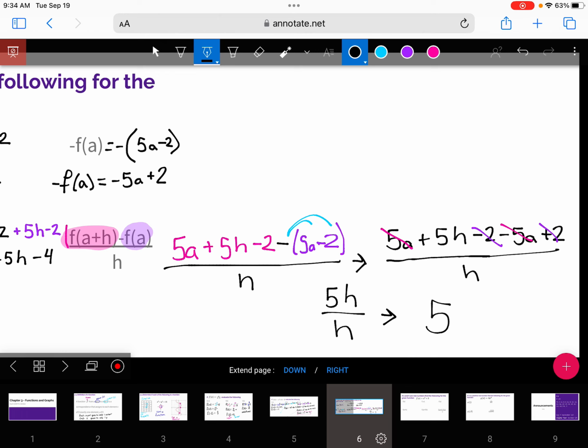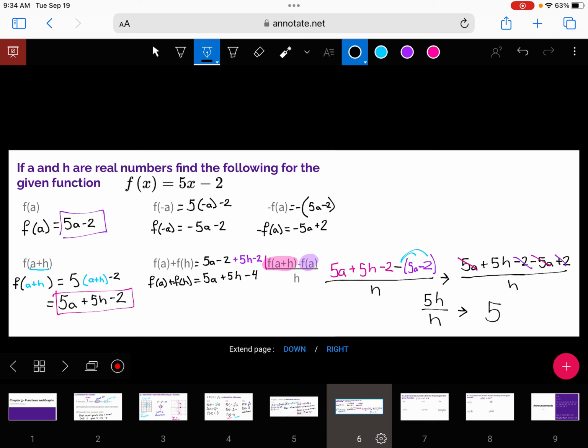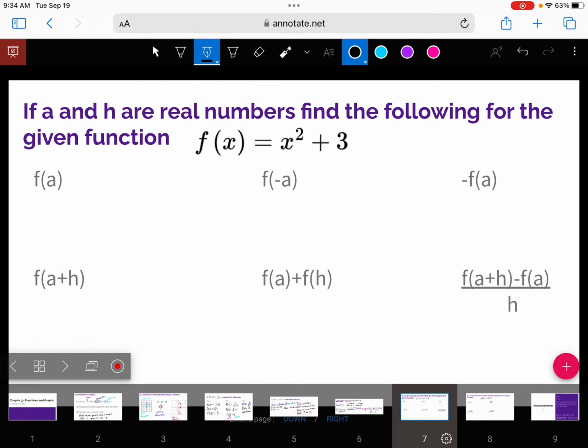Go team. And no, we're not done. Because what happens when they're grosser? All right. We're going to do the same process, but this time it has an x squared.